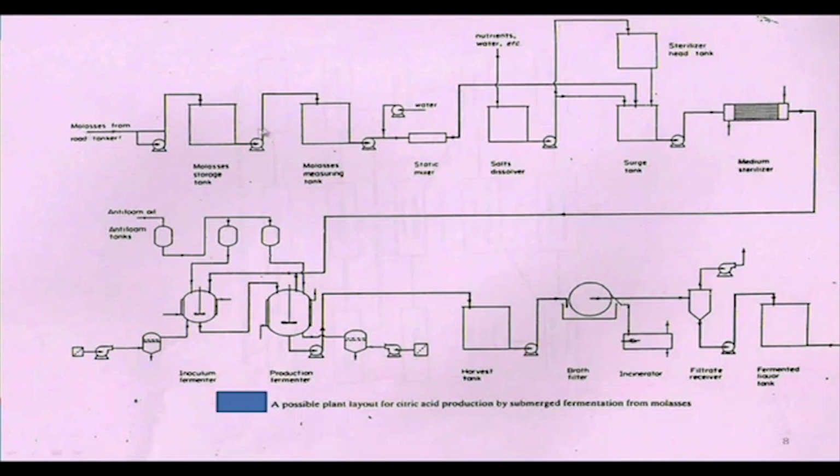So cane molasses contains significant amount of iron and manganese, so that is to be removed before we use this cane molasses for the production fermenter. For the inoculum vessel we don't require any kind of pre-treatment, but for the production fermenter we shall have to remove the iron and manganese.